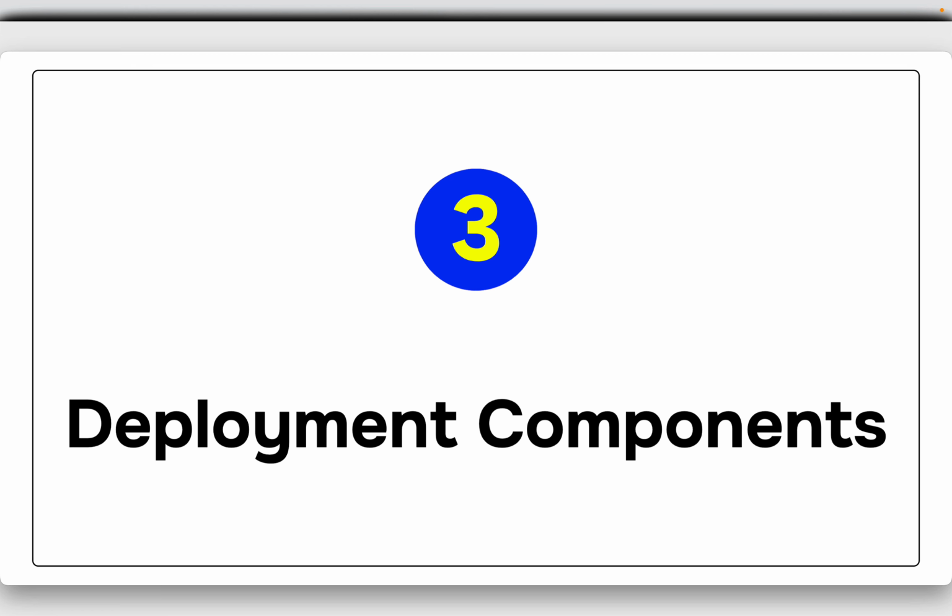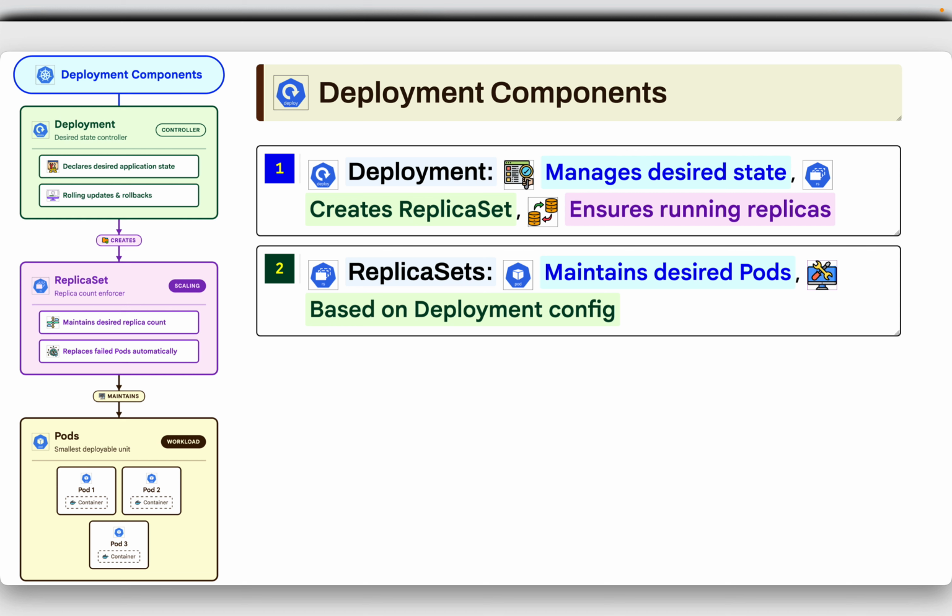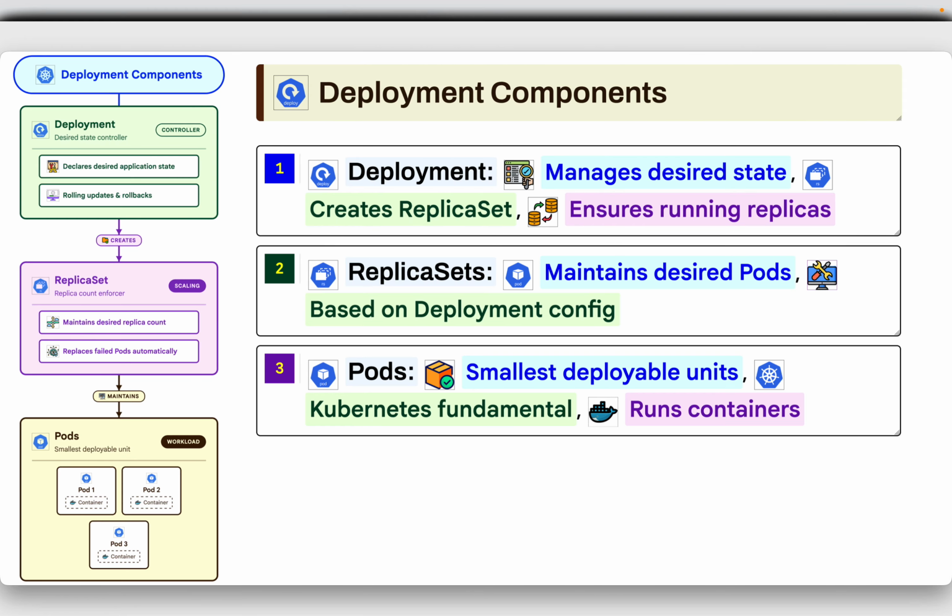Third topic, deployment components. The deployment manages the desired state of your application and creates a replica set to ensure that the desired number of replicas is running. Replica sets are responsible for maintaining the desired number of pods based on deployment configuration. Pods are the smallest deployable units in Kubernetes and run one or more containers.